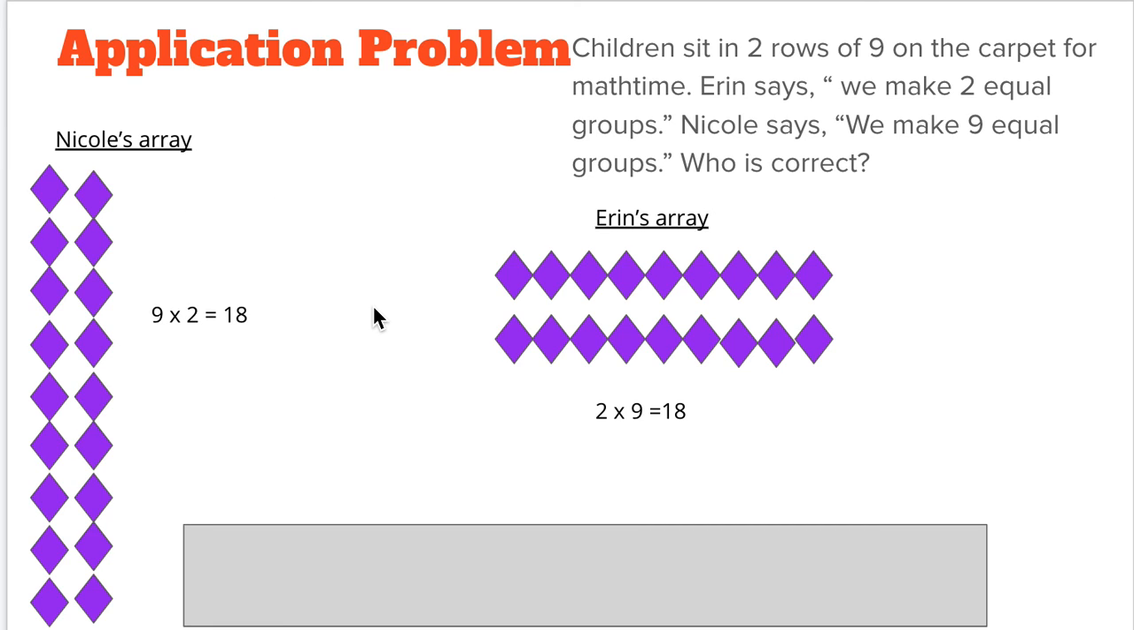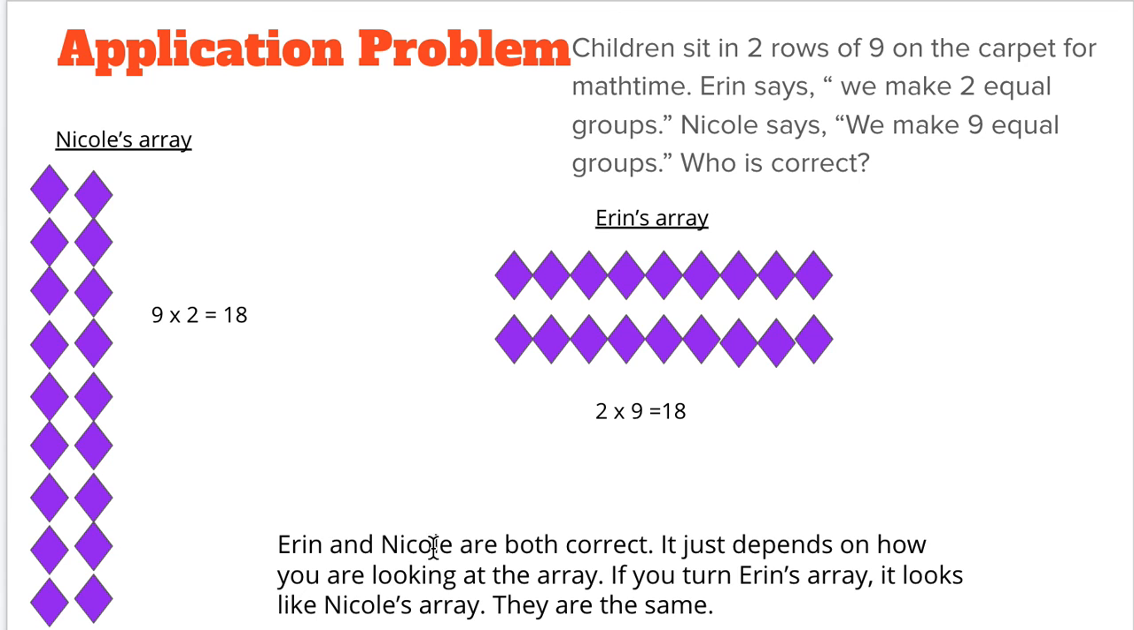So now we have to decide who is correct. Well, let's think. They are both correct because look, they have the same amount of total. They're both getting the total of 18 and they both have equal groups, but the only difference is their arrays look different. It just depends on how you're looking at the array. So if you were to turn Aaron's array, it would look like Nicole's array. They are the same, they're just one's tilted and one's on the side, one's upright.